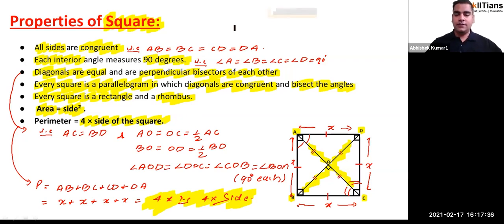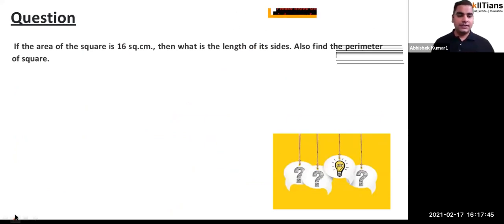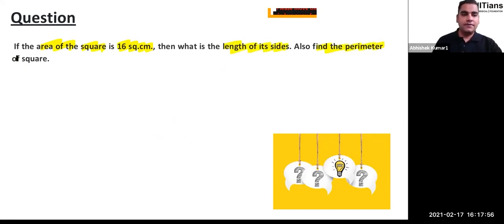All right, let's move ahead. Now we have the application of the properties that we discussed for the square. What does it say? It says, if the area of a square is 16 square centimeter, what is the length of its side? That's the first part. Also find the perimeter of the square.